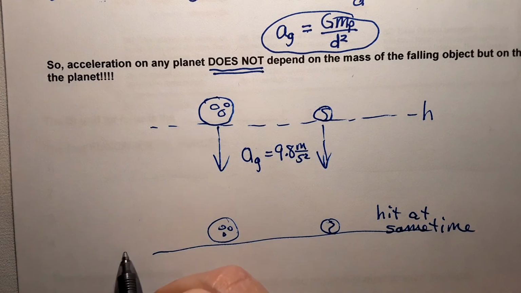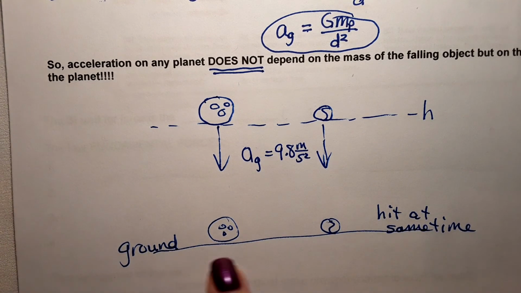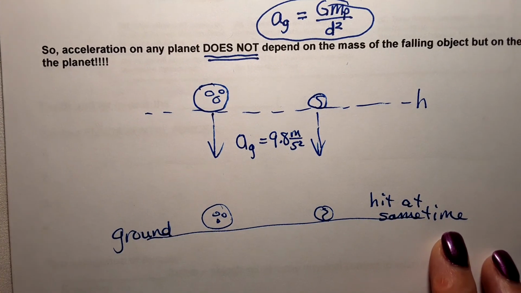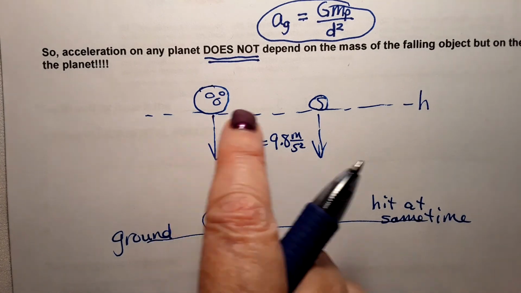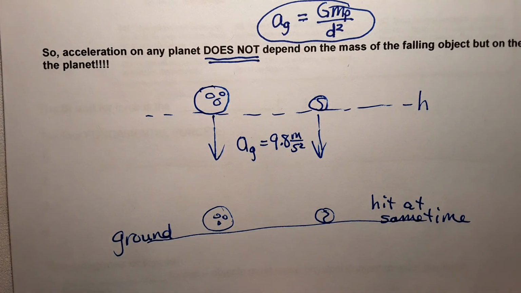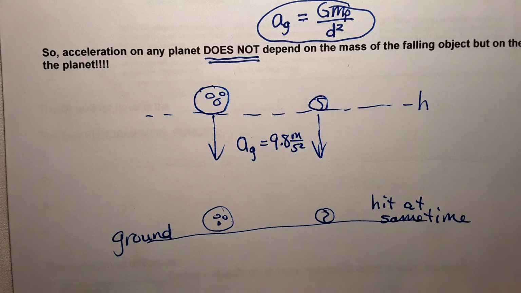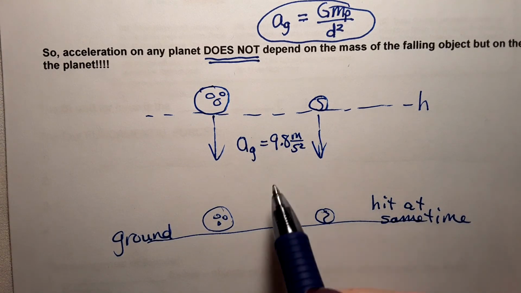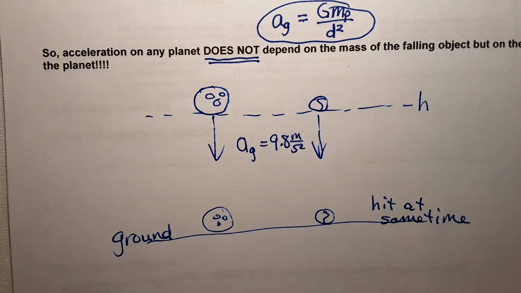And this is the ground right here. So guys, think about it a minute. If they ask you, if I drop two objects and one is heavier and one is lighter, when do they hit the ground if you drop them from the same height at the same time? They hit the ground at the same time. They both start from rest. They both accelerate the same distance. And they have the same acceleration, so it takes the same time.